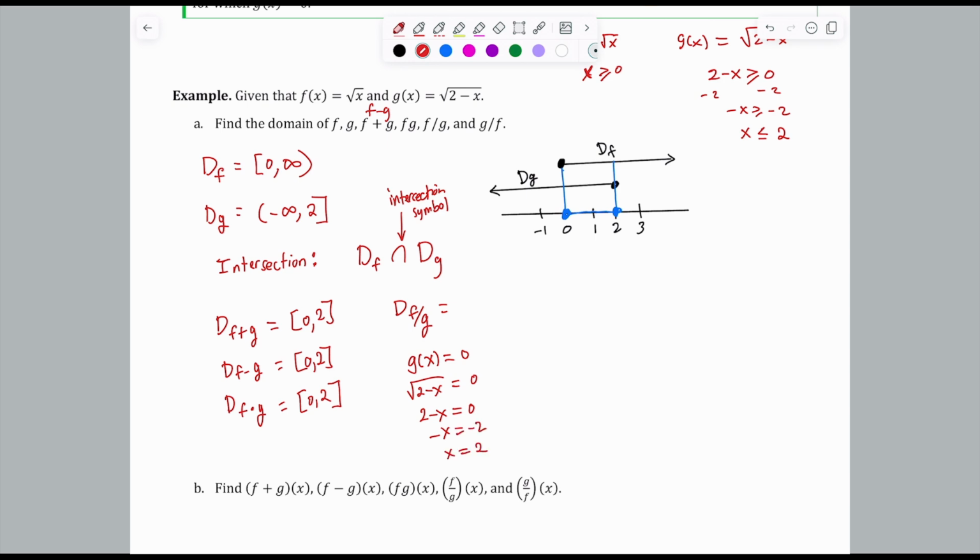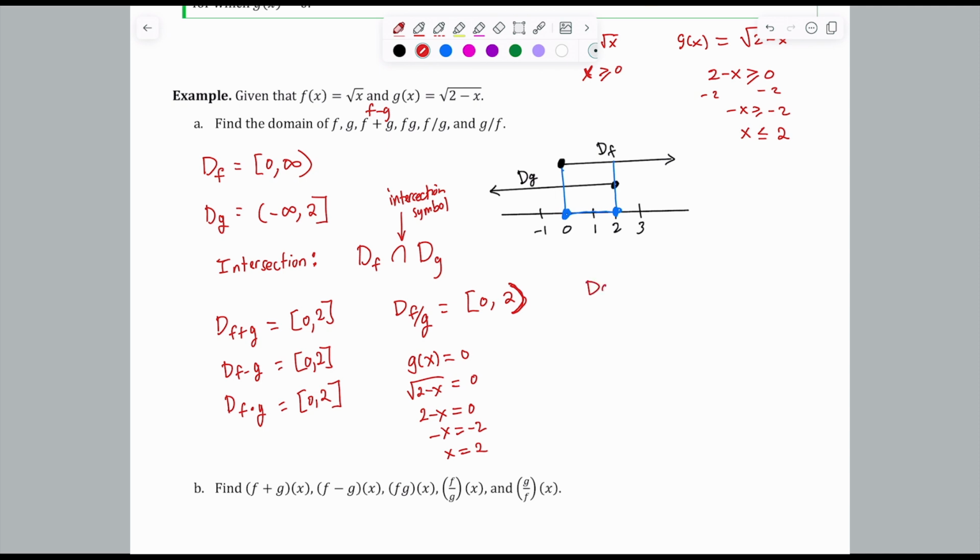So we need to exclude the value of 2. And so, in other words, we would have to eliminate that 2 in the interval from 0 to 2. And so that would mean that we would go from bracket 0 to 2, but instead of a closing bracket, we would have a closing parenthesis to indicate that we're not including 2.